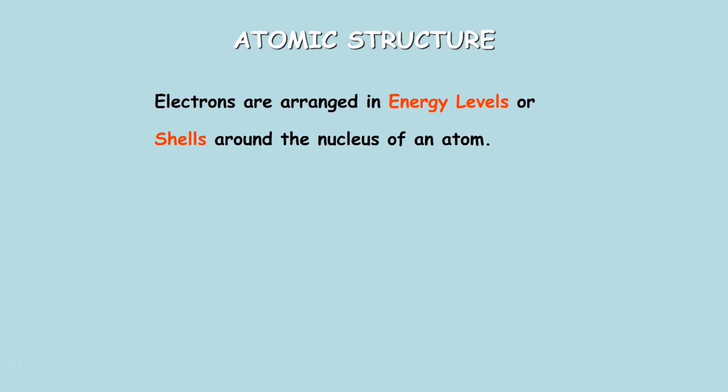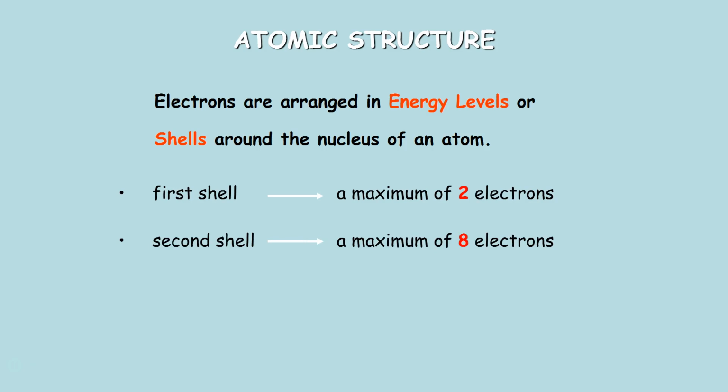So electrons are arranged in energy levels, sometimes also called shells, around the nucleus of an atom. The first shell can hold a maximum of only 2 electrons. The second shell can hold a maximum of 8 electrons, and the third shell can hold a maximum of 18 electrons.